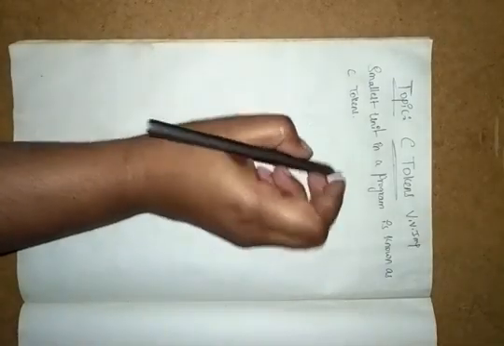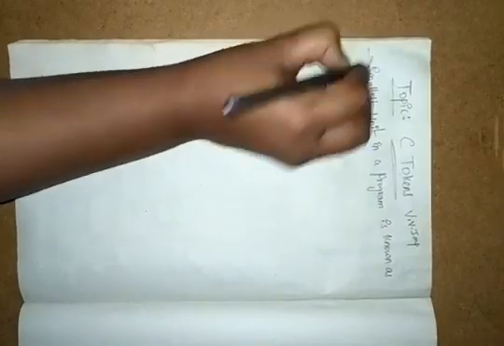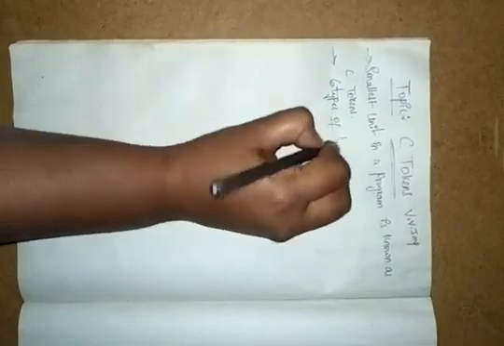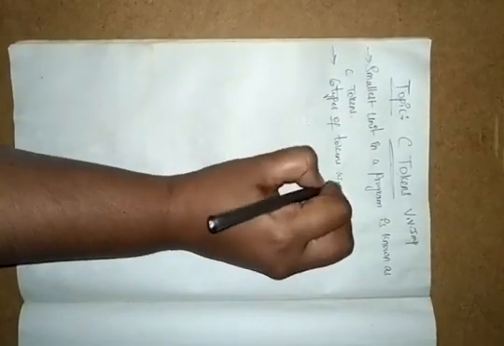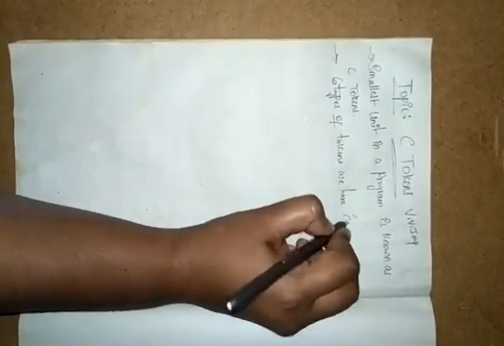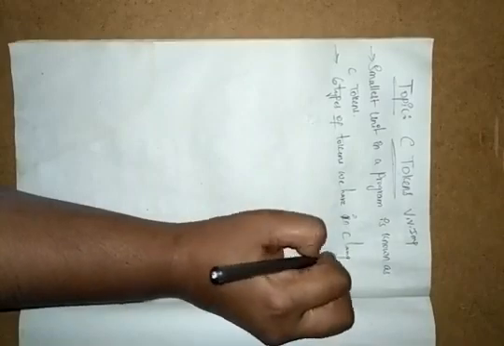Okay, so there are 6 types. Our C tokens are of 6 types. This is the first point: there are 6 types of tokens we have in the C language.